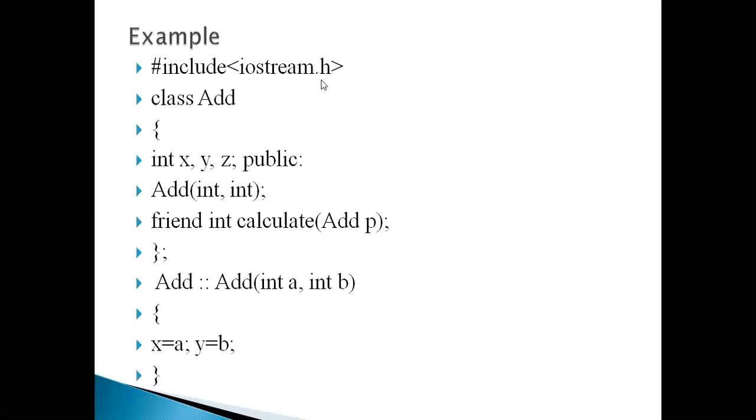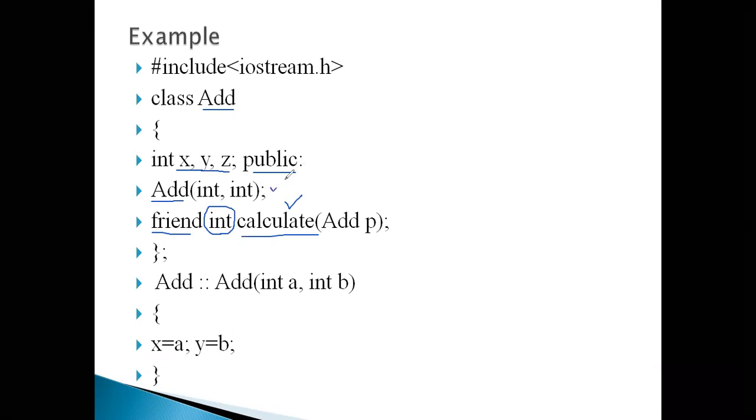Now look at the example here. Now observe clearly. Here I am defining a class Add. X and Y are nothing but the private data members. And in the public part, I am defining one member function and one friend function. Here I am making calculate a friend function by using the keyword friend, and that calculate function is returning an integer value.